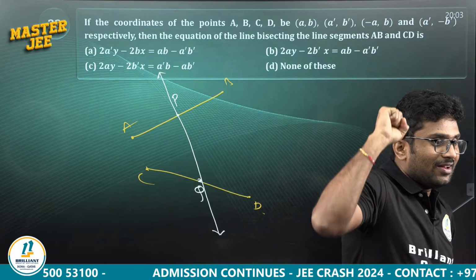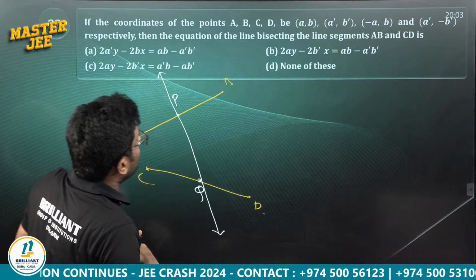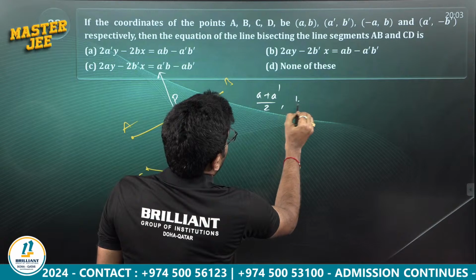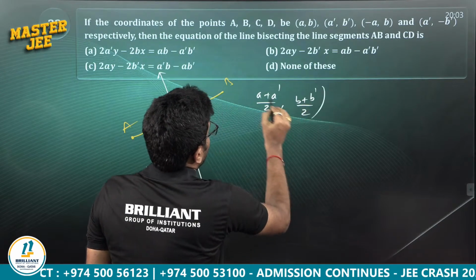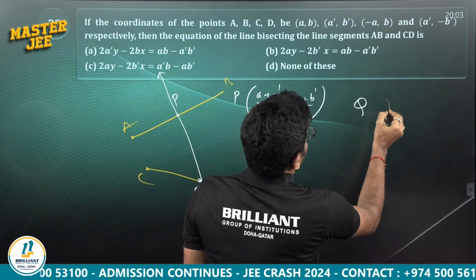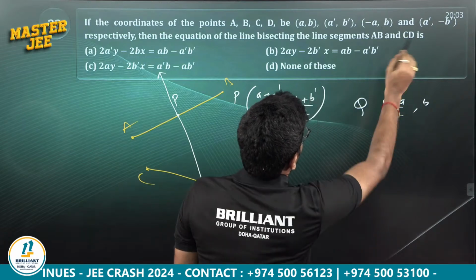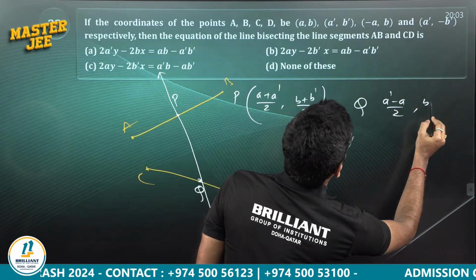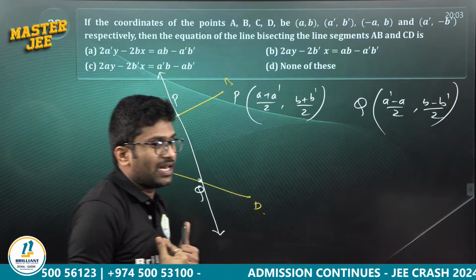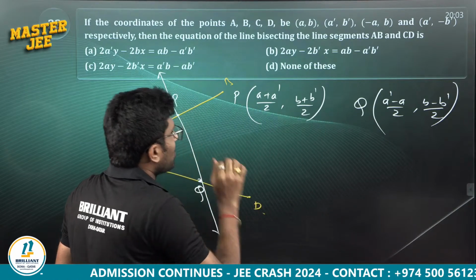Okay? Very good. No issues. See guys, first find the midpoint of AB. What is the midpoint of AB? (A plus A dash) by 2, comma, (B plus B dash) by 2. This is my point P. What is the midpoint of CD? It will be (A dash minus A) by 2, comma, (B dash minus B) by 2. This is the midpoint of CD. Now our required line is passing through two points P and Q. That means first find the slope.